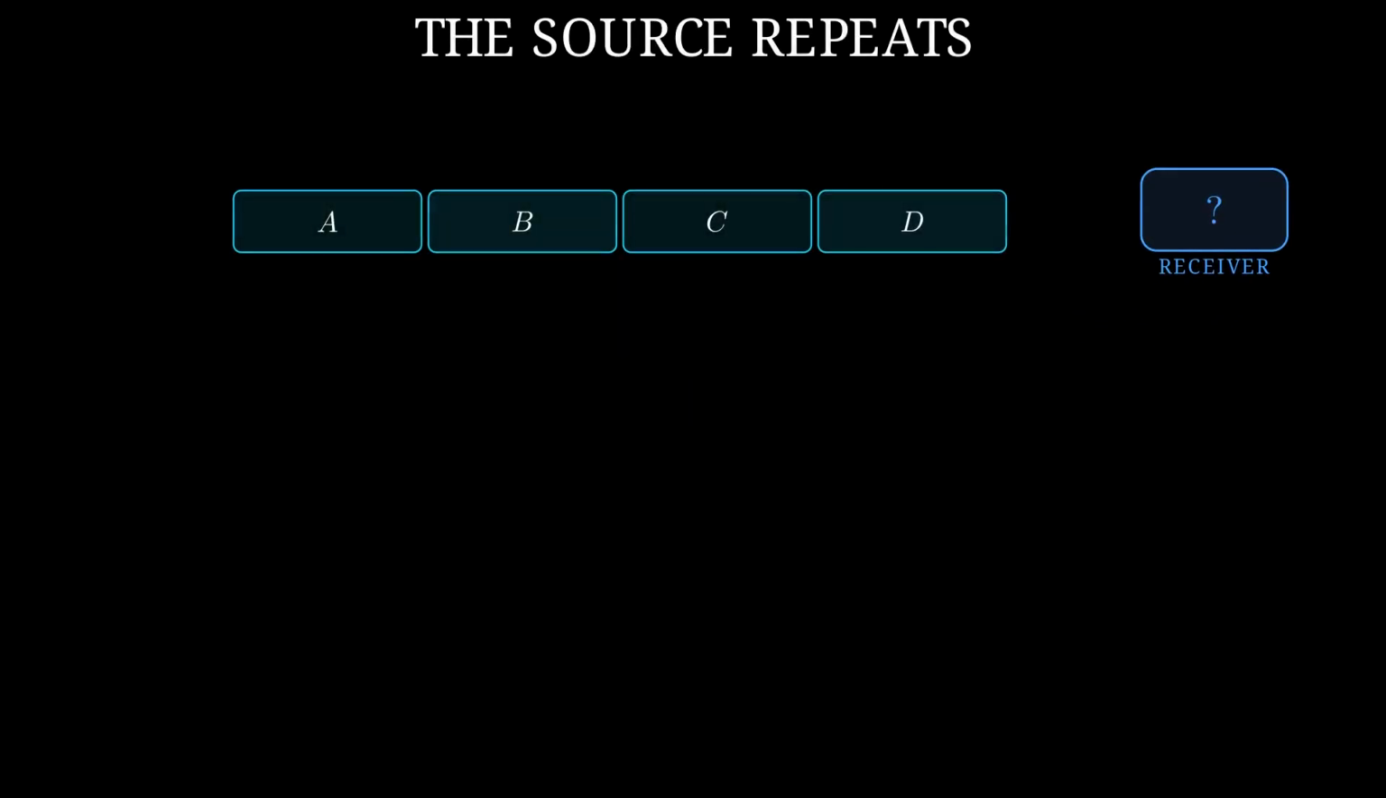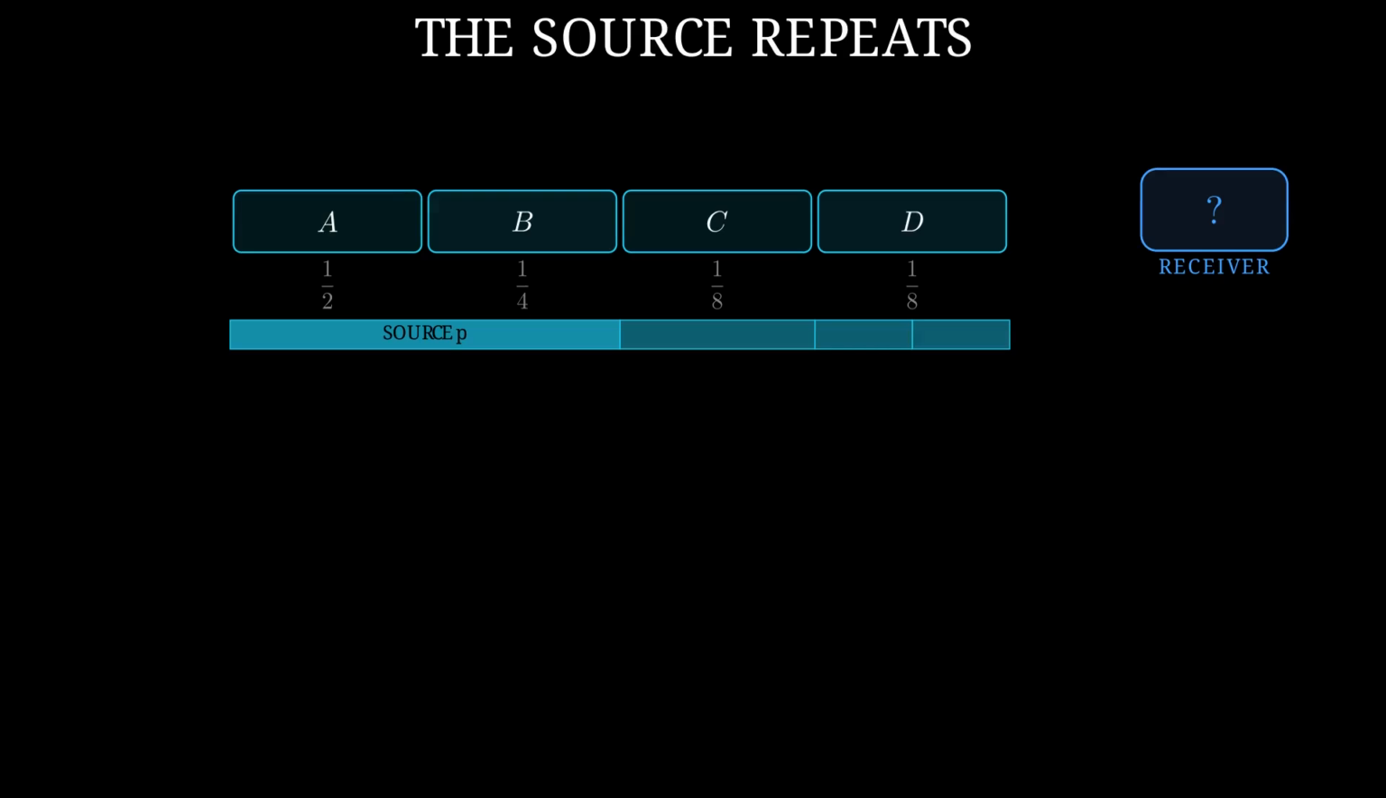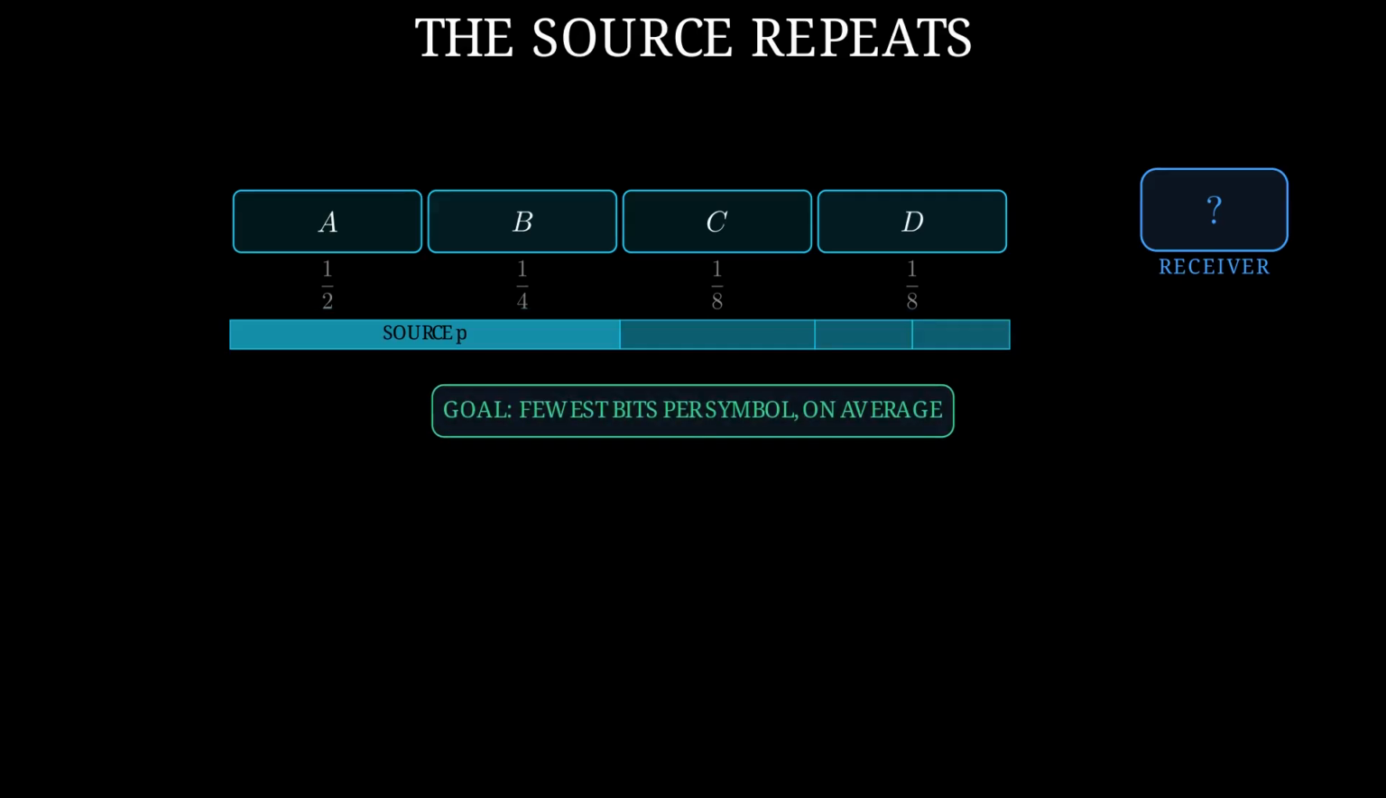The source keeps producing symbols. Symbol A occurs half the time. Symbol B occurs 1/4 of the time. Symbols C and D each occur 1/8 of the time. Over many symbols, shorter paths mean fewer bits cross the channel. So we score a design by its average number of bits per source symbol.